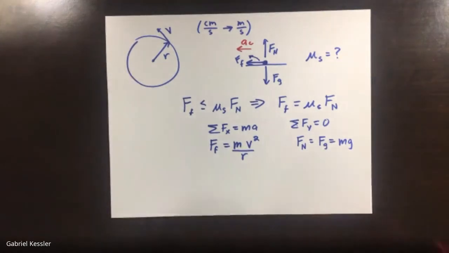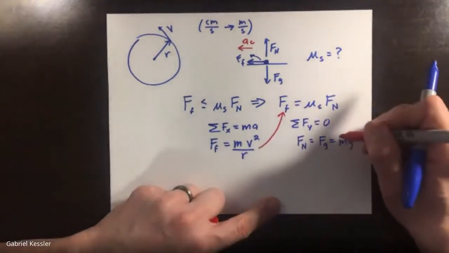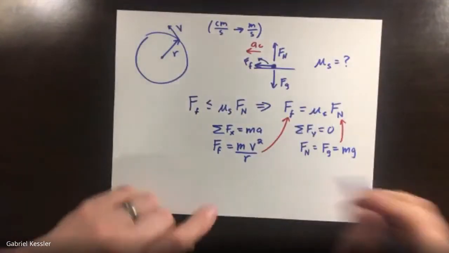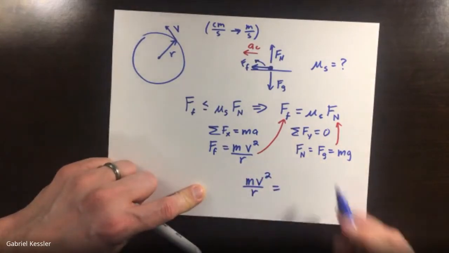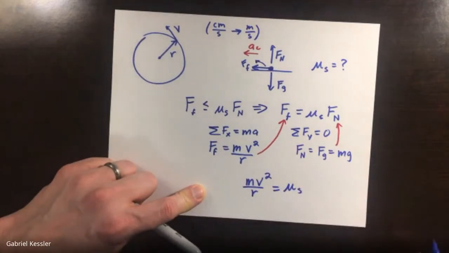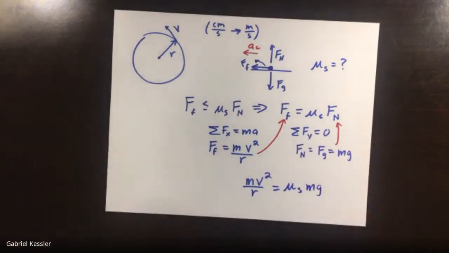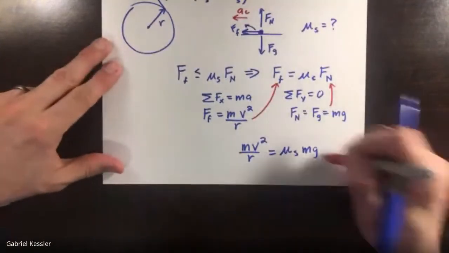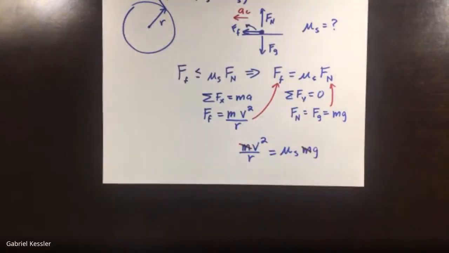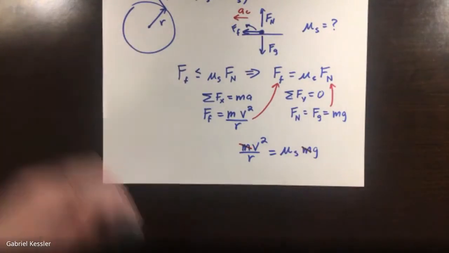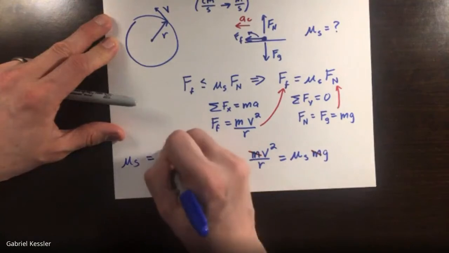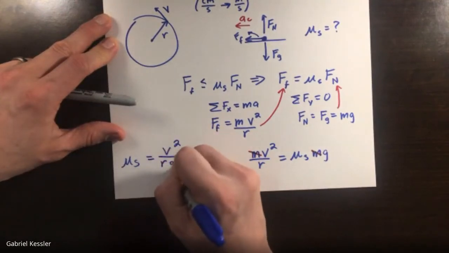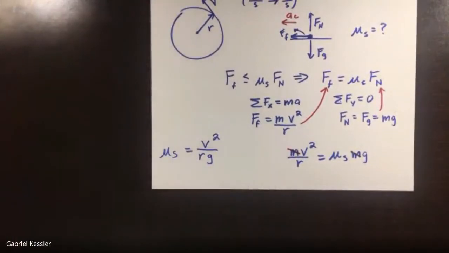So when we plug the force of friction into this equation, and then plug the normal force in here, what we get is mass times the speed squared over the radius for the force of friction equals the coefficient of friction times the normal force, which is mass times gravity. Hopefully you notice that the mass cancels, so the mass of the coin doesn't matter. Bringing the acceleration due to gravity to the other side, the coefficient of static friction equals speed squared over radius, divided by gravity.